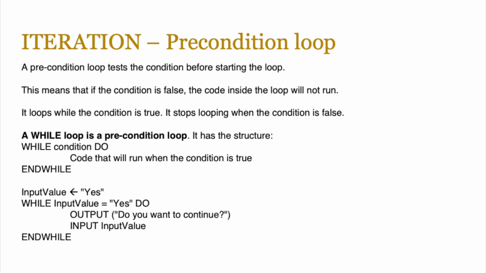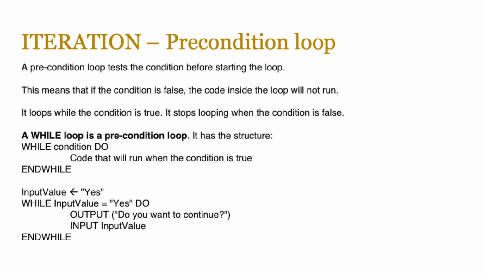The next type of loop we're going to look at is a precondition loop, where the condition is checked at the start of the loop, and this is normally a while loop. So how does a while loop work? Let's look at an example. So we're going to assign the variable input value the value of yes. So while input value equals yes, do the following.